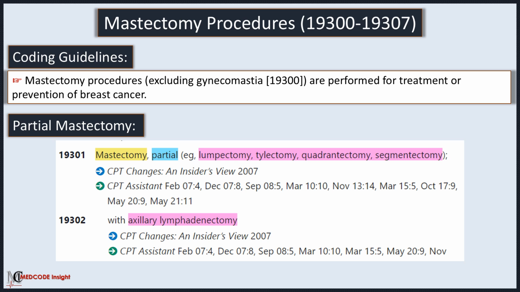Mastectomy procedures, with the exception of gynecomastia, are performed either for treatment or prevention of breast cancer. Code 19301 describes a partial mastectomy, where only a portion of ipsilateral breast tissue is removed; it may be called a lumpectomy, tylectomy, quadrantectomy, or segmentectomy. When a complex axillary lymphadenectomy is performed in addition to a partial mastectomy, report code 19302.